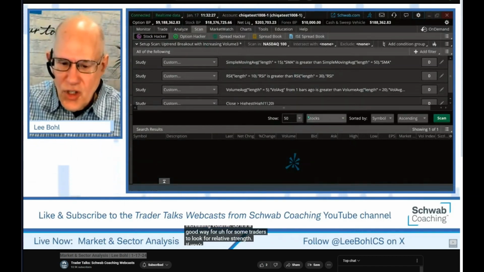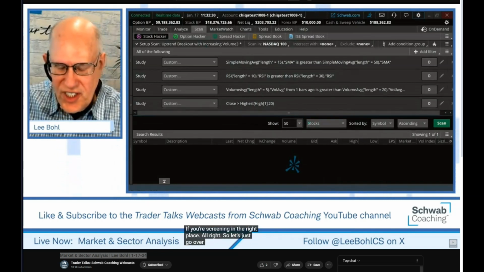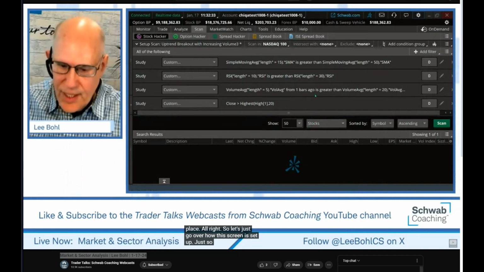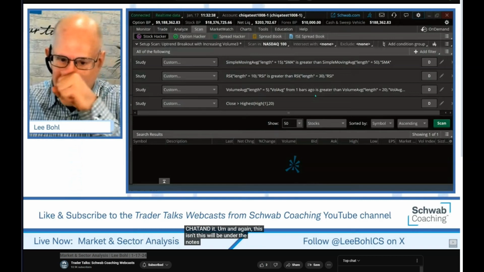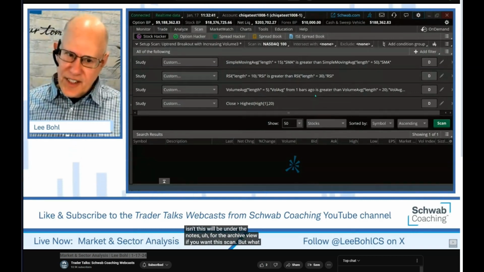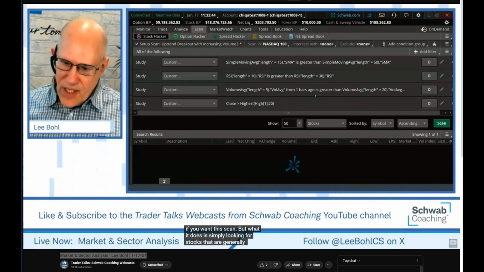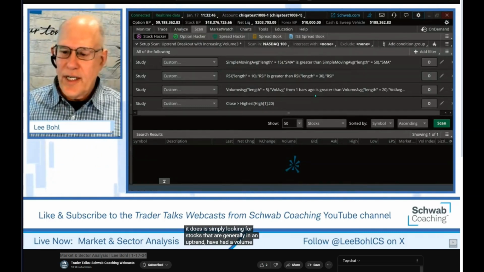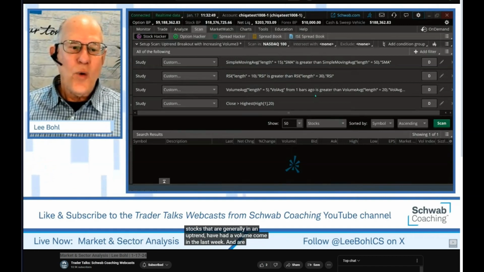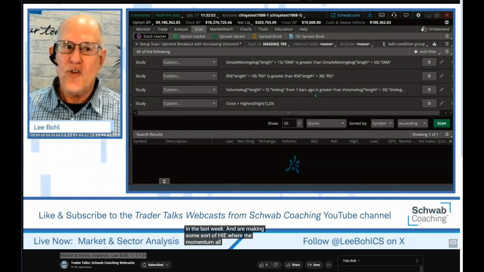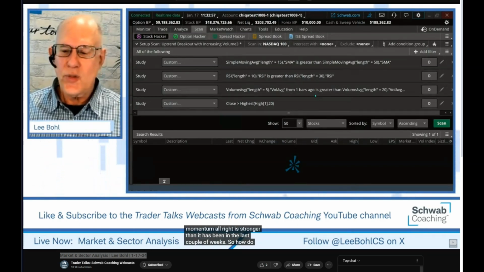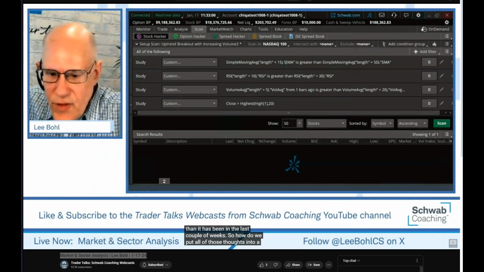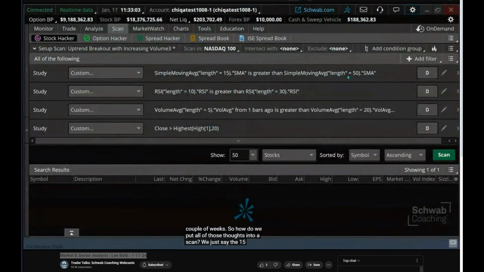All right, so let's go over how this screen is set up, just so you understand it. Again, this will be under the notes for the archive view if you want this scan. What it does is simply look for stocks that are generally in an uptrend, have had volume come in the last week, and are making some sort of high where the momentum is stronger than it has been the last couple of weeks. So how do we put all of those thoughts into a scan? We just say the 15-day moving average is greater than the 50-day moving average. That gives you an uptrend in that particular time frame.